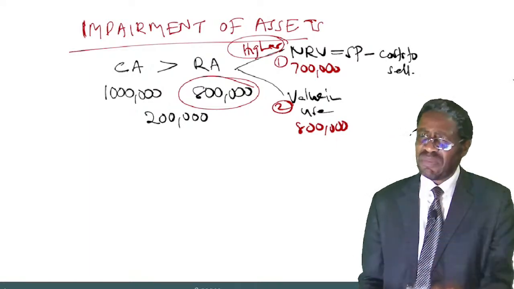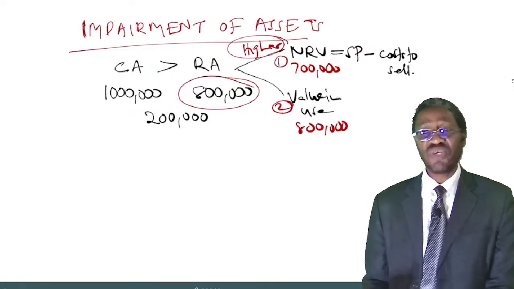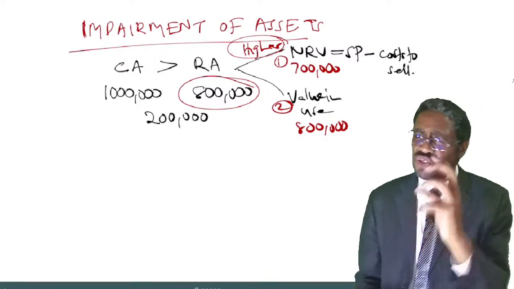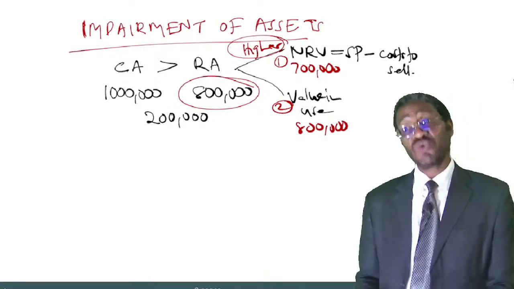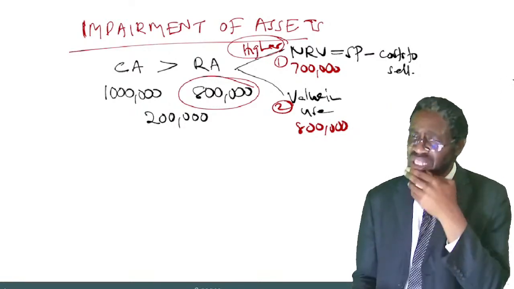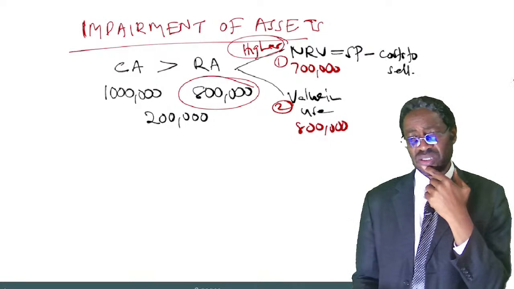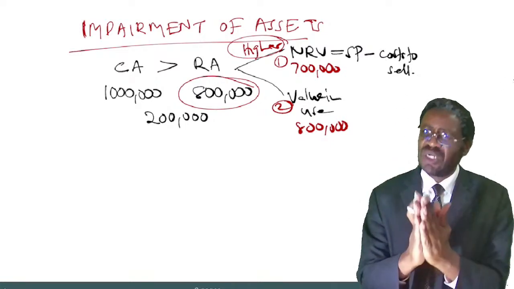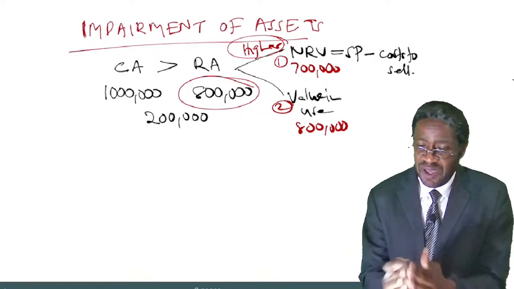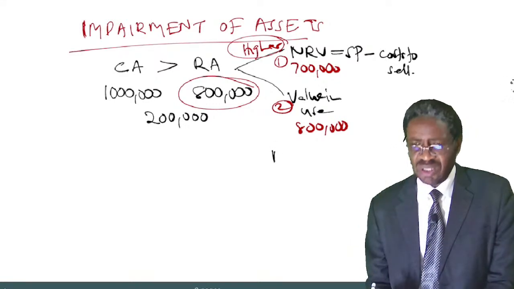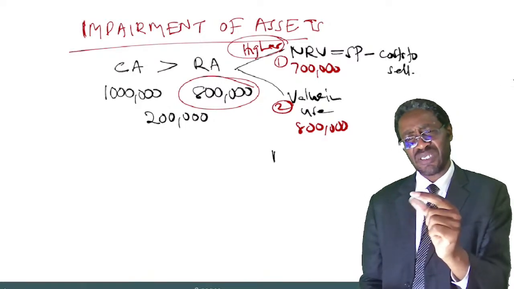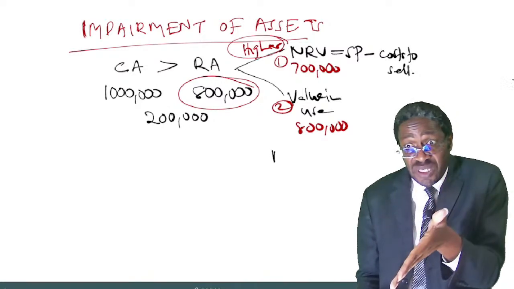The second amount is what we call the value in use. Now listen. How do you determine the value in use of a particular asset? To get the value in use of an asset, let us assume that you are determining your impairment by the end of this year. So you will ask yourself, how much is the value in use of that asset as at the end of this year?